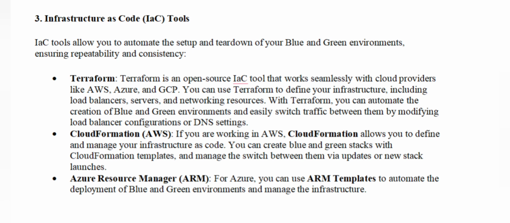The next is CloudFormation, AWS. If you are working in AWS, CloudFormation allows you to define and manage your infrastructure as code. You can create blue and green stacks with CloudFormation templates and manage the switch between them via updates or new stack launches. The next is Azure Resource Manager or ARM. For Azure, you can use ARM templates to automate the deployment of blue and green environments and manage the infrastructure.